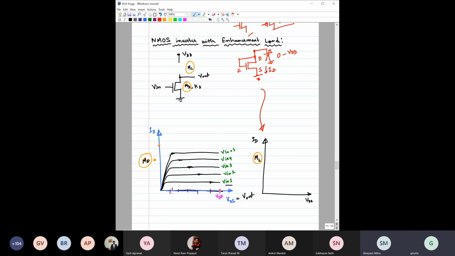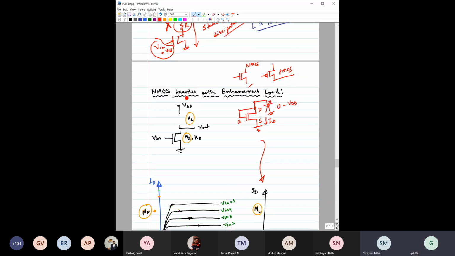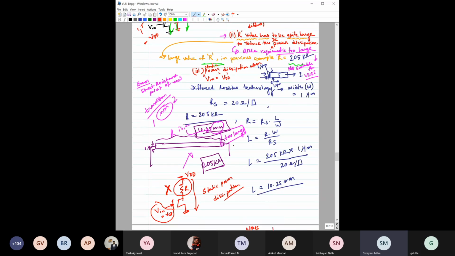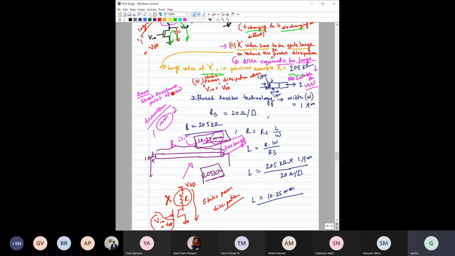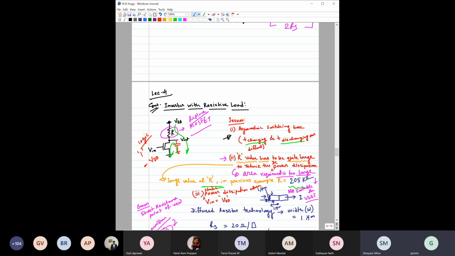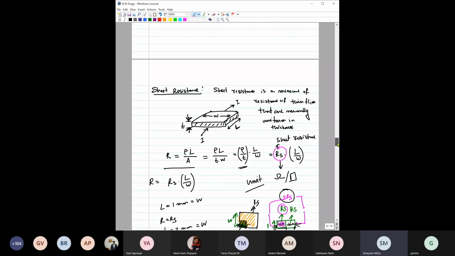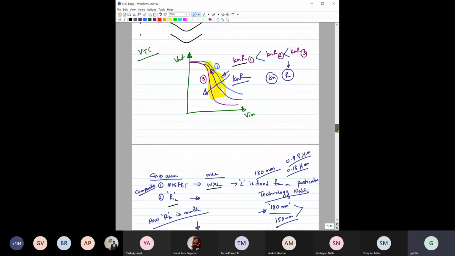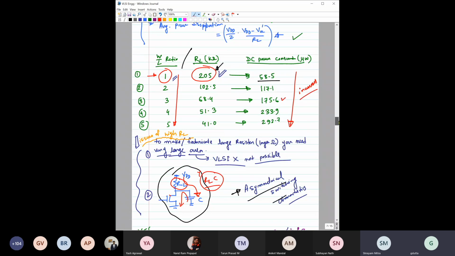Sir, I have a doubt. In the previous slide, you told that if RL is increased, then the power dissipation increases if Vin is 1. Vin is VDD, basically, right? Yes, sir. But in the previous class, what we actually did was that the average power dissipation would be minimized if RL is large.